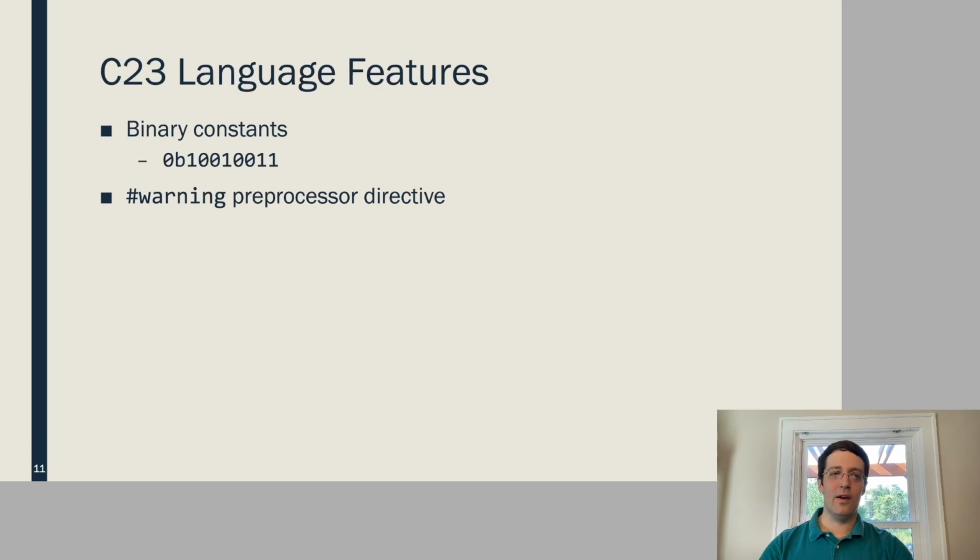And another is the hash warning preprocessor directive, which just allows you to make the compiler print out a warning message when it's compiling something, but not actually stop compiling it, which you can use in preprocessor directives if there's maybe something that's not quite right and you want to print out a warning about it.